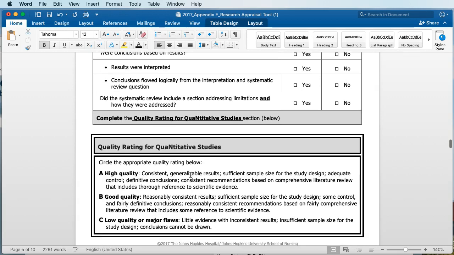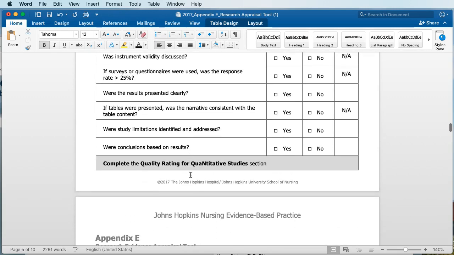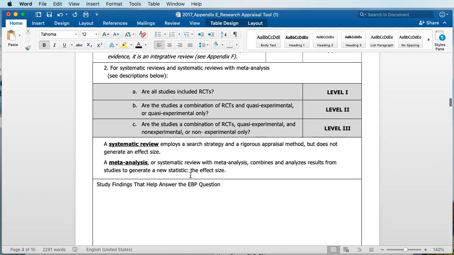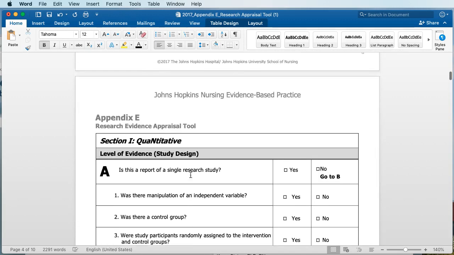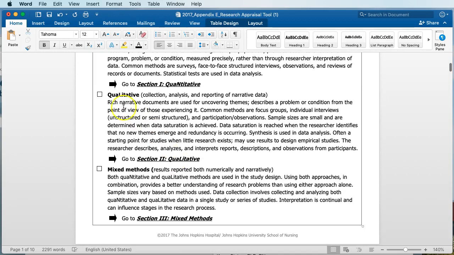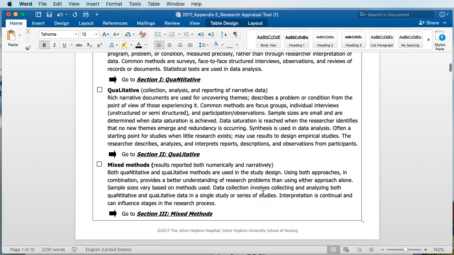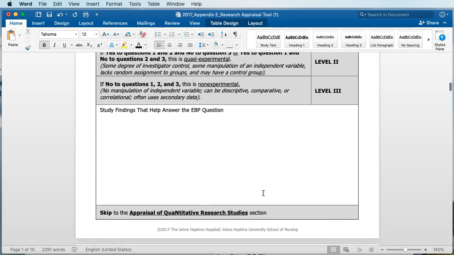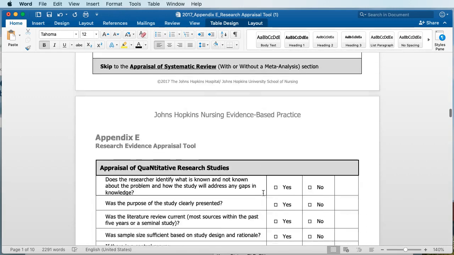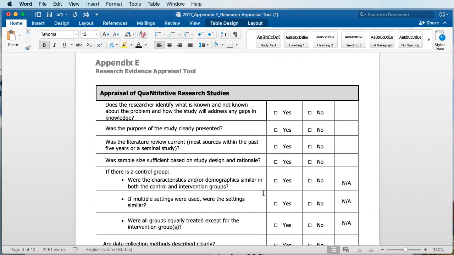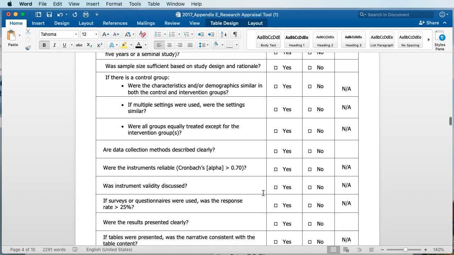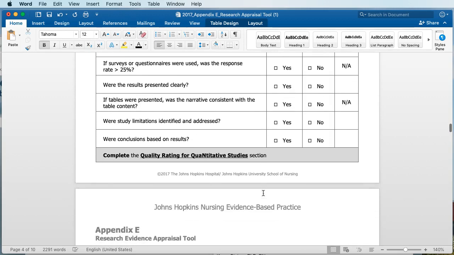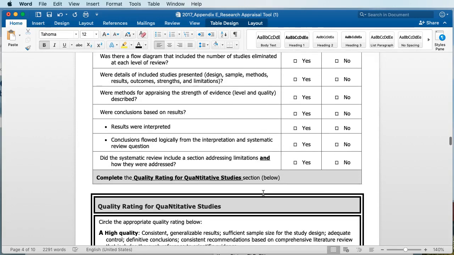All right, so now we come back up here, and it turns out that your study was not a quantitative study. It was a qualitative study. So we're going to go to section 2, qualitative. Again, I apologize because this is a 10-page document, but we're going to go down, and all these pages I'm passing by, you're not filling out. You're not filling them out because they refer to a quantitative study, and you determined that your study was qualitative.